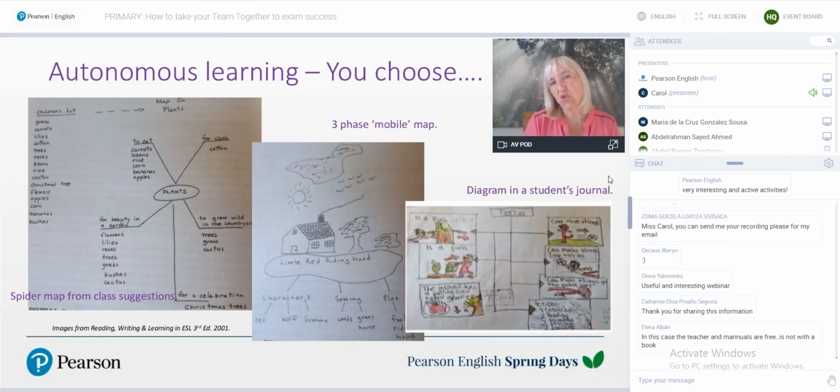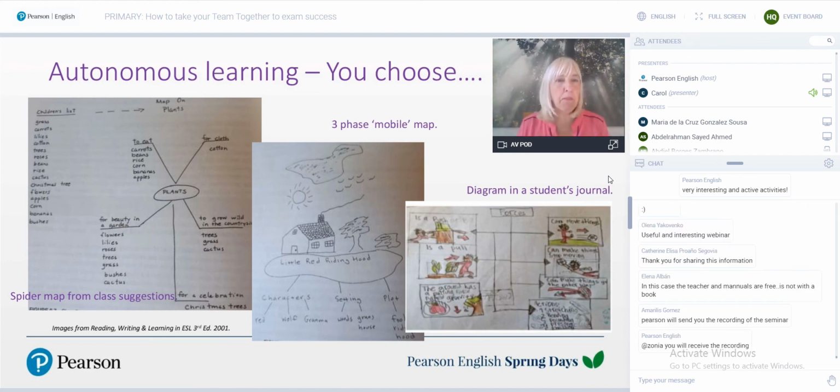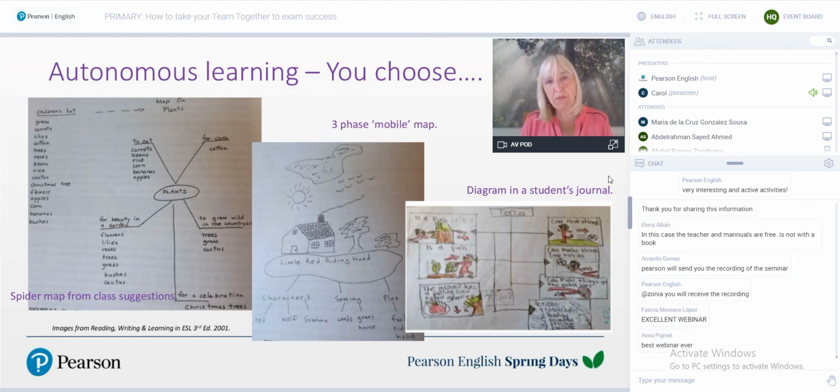Here are some autonomous learning examples. The first one is a class who were asked to come up with ideas about plants, which the teacher wrote on the board, and then one group did what with a spider map or a mind map. And that's great. That's one way to think about things. And getting students used to quantifying and thinking about what different answers there could be is really good in building association. The middle one with the little house on it is what I call a mobile map.